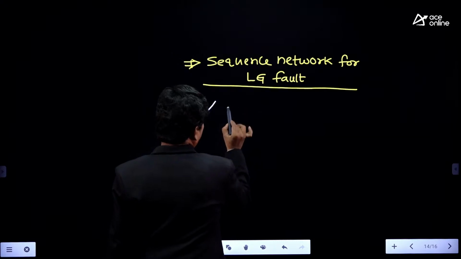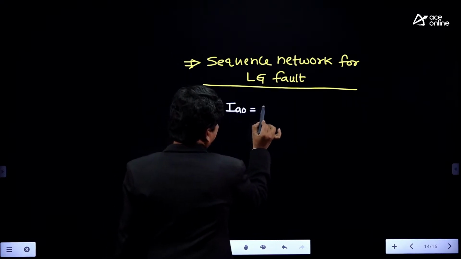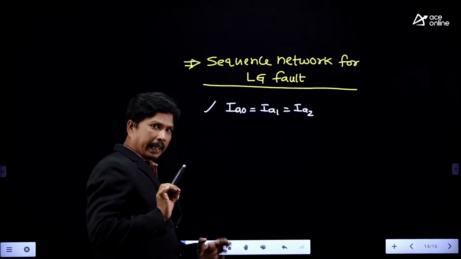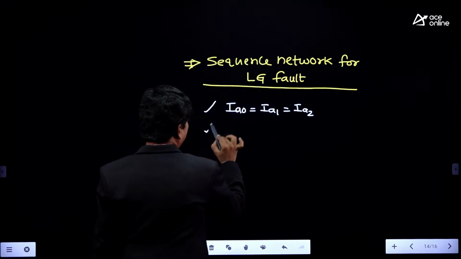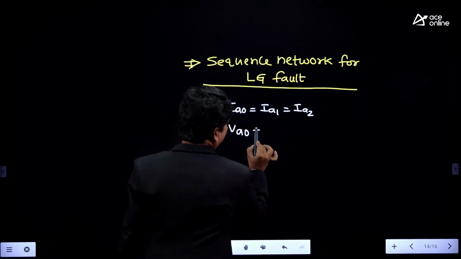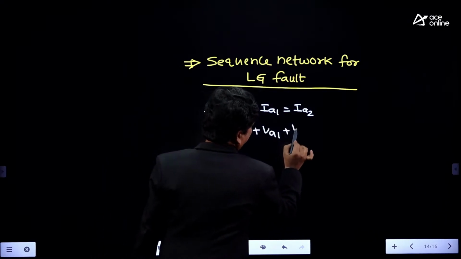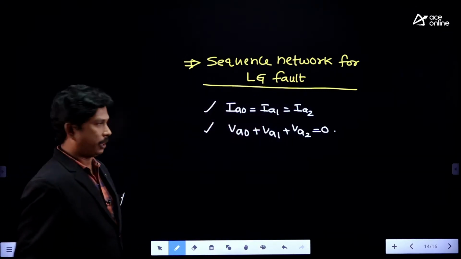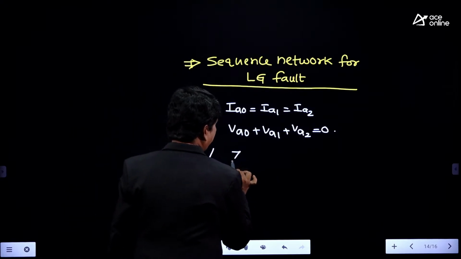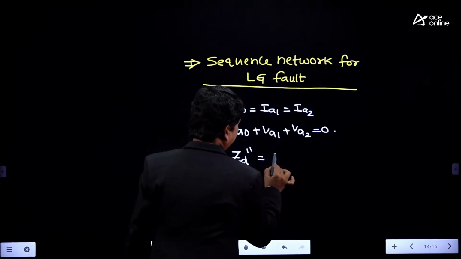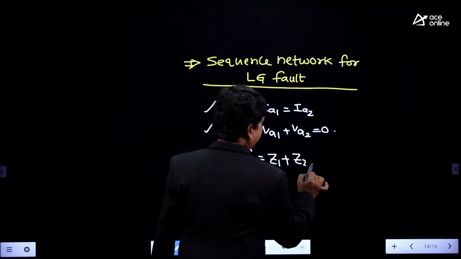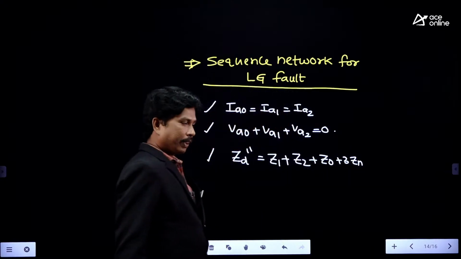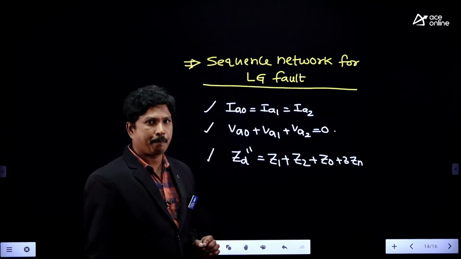The current conditions: IA0 is equivalent to IA1 is equivalent to IA2, so all the three currents are exactly equal. And the voltage condition is VA0 plus VA1 plus VA2 is equivalent to 0. The sum of the voltage components should be equivalent to 0. And the impedance condition is ZD double dash is equivalent to Z1 plus Z2 plus Z0 plus 3Zn. So all the impedances you have to add.